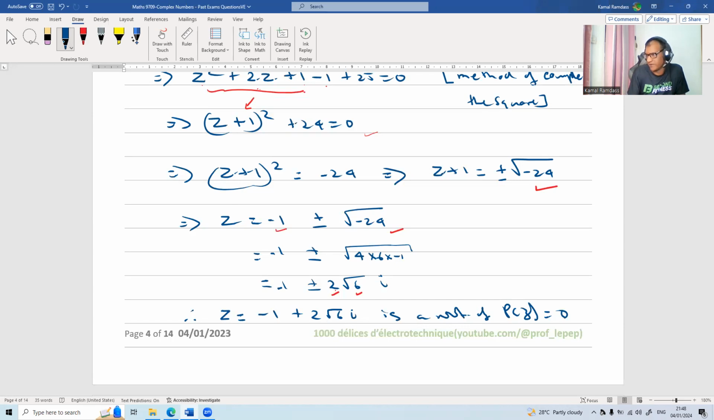And the other root, of course, is the complex conjugate. Z is equal to minus 1 plus 2 root 6 i is a root of P(z) equal to 0. And that is what we had to prove.